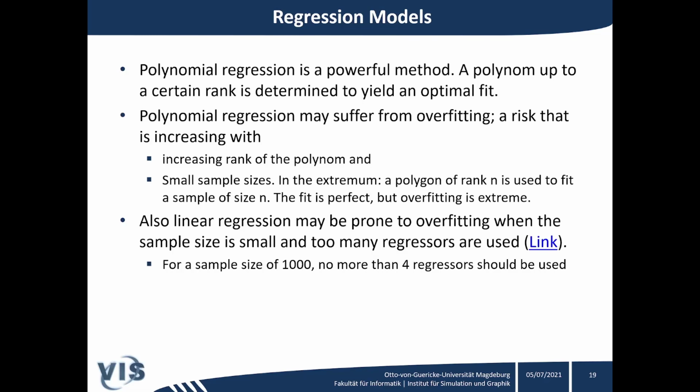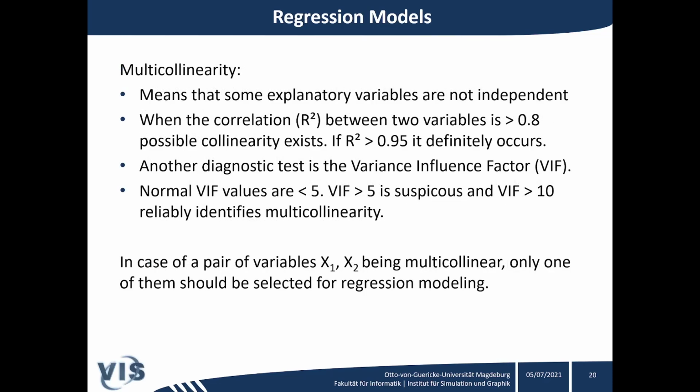Also, linear regression may be prone to overfitting when the sample size is small and too many regressors are used. As a rule of thumb, one can assume that for a sample size of 1000, no more than 4 regressors should be used.